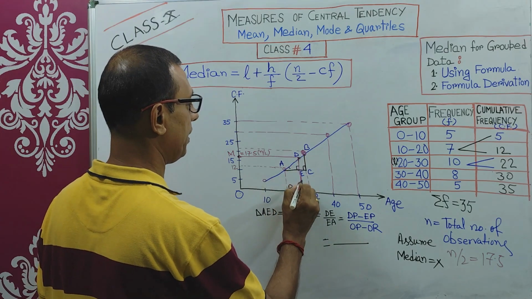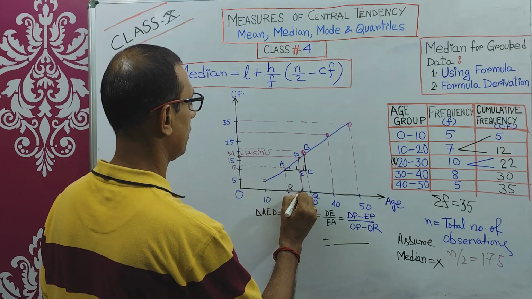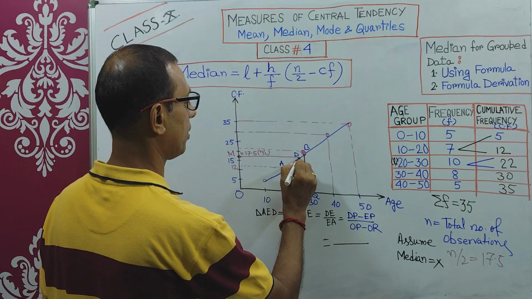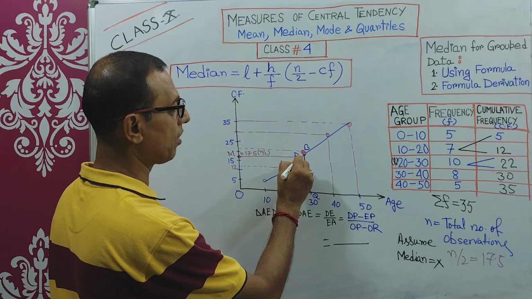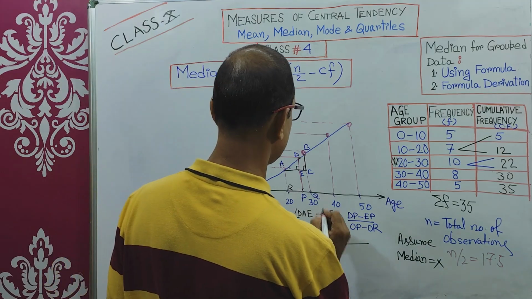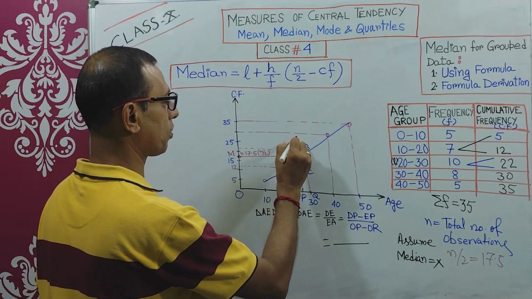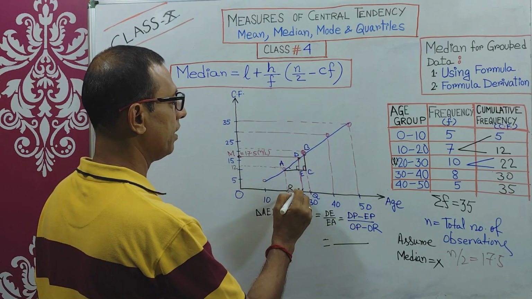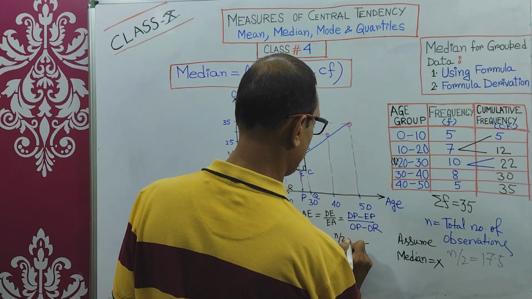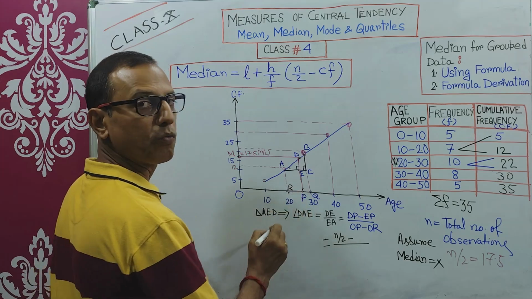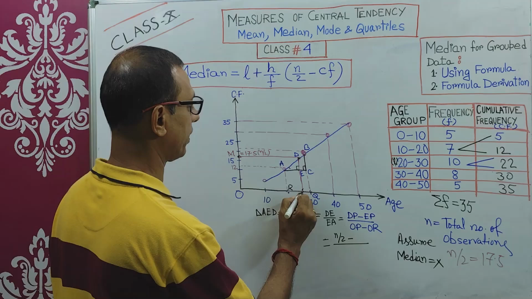What is DP? DP is nothing but the value, cumulative frequency of median. DP means, that means the total number of observation is n. This is what total n. So DP should be 50% of that, that means n by 2. DP equals n by 2 minus EP. What is EP?